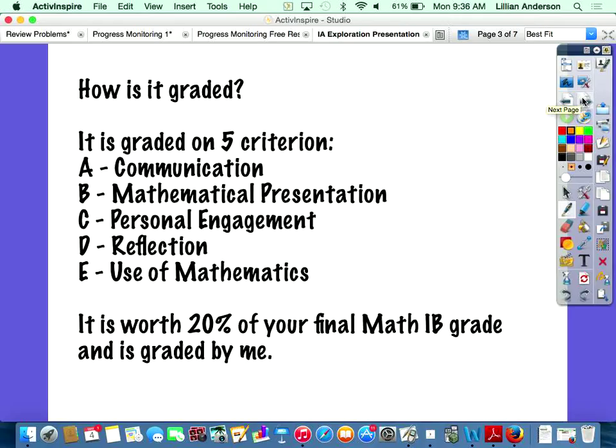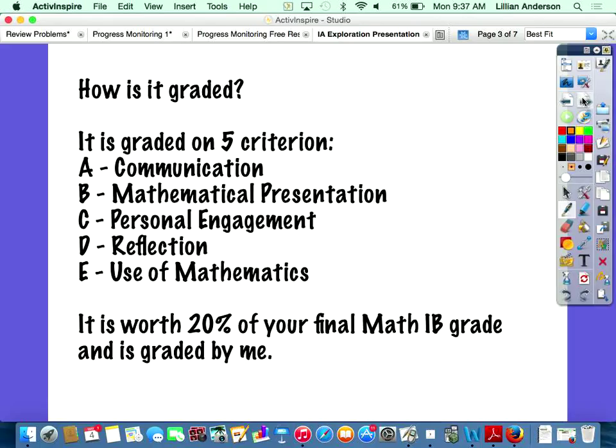How's it graded? It's based on 5 criteria. A, communication, mathematical presentation, personal engagement, reflection, and the use of mathematics. This is worth 20% of your final IB math grade, and it is graded by me. Paper 1 makes up 40%, paper 2 makes up 40%, and the IA makes up the final 20% of your IB math grade.